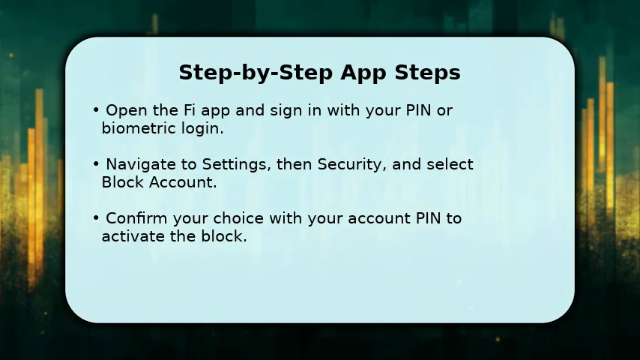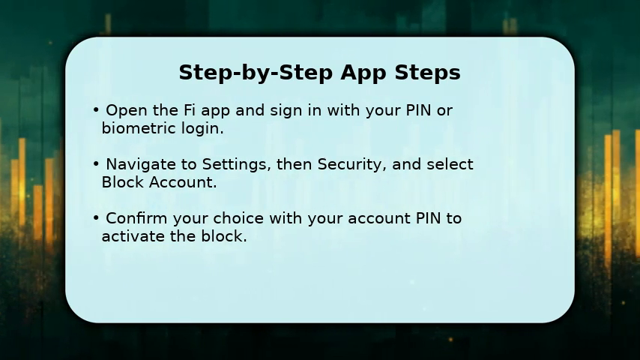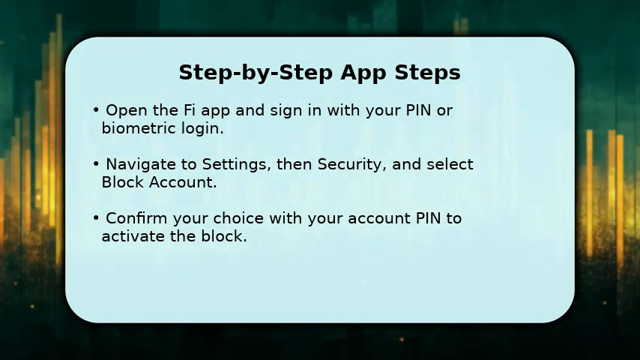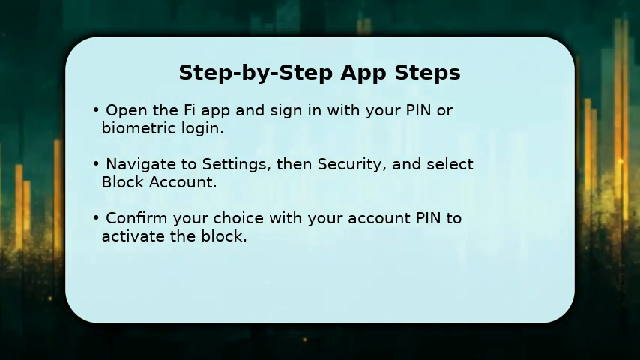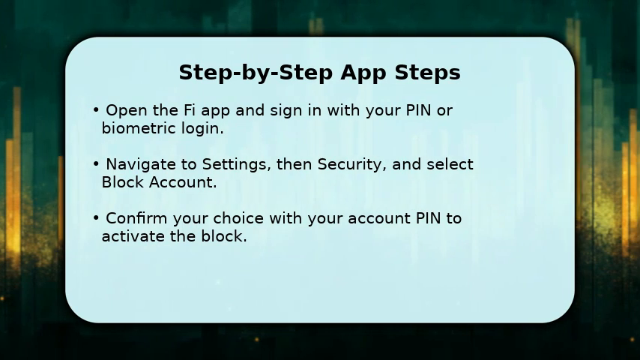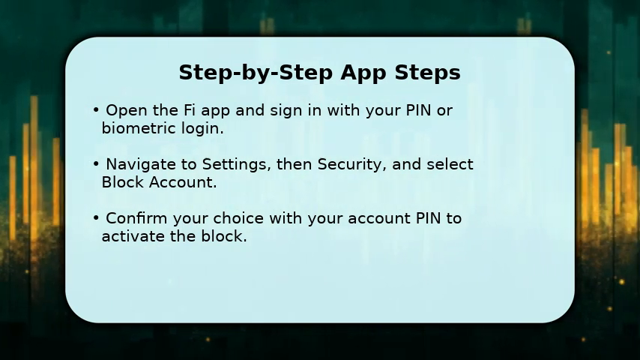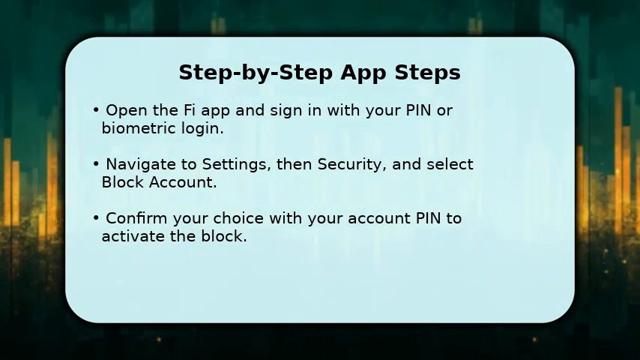Open the Fi app and sign in with your preferred method. Then go straight to Settings and choose Security to find the Block Account option and tap it. Confirm with your account PIN, and the block activates immediately while you secure any linked accounts or cards.